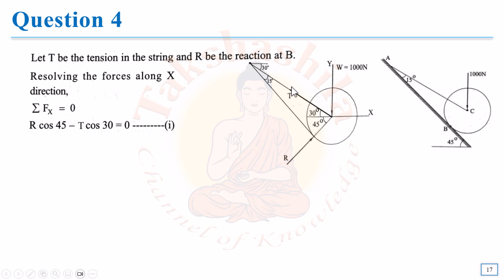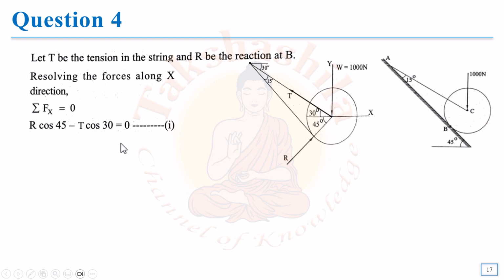Then we have the next force, that is tension, this T. It is acting at an angle of 30 degrees with the horizontal. So it will form a horizontal component acting to the left, and the magnitude of the component will be T times cos 30. Since it is acting to the left, the sign will be negative, so we have minus T cos 30. And the weight is a vertical force, so we need not consider it when we take the summation of forces in the x direction. Now we get a relation: R cos 45 minus T cos 30 is equal to 0. Let us mark it as equation number 1.